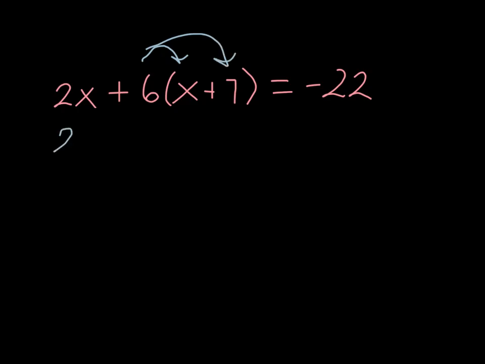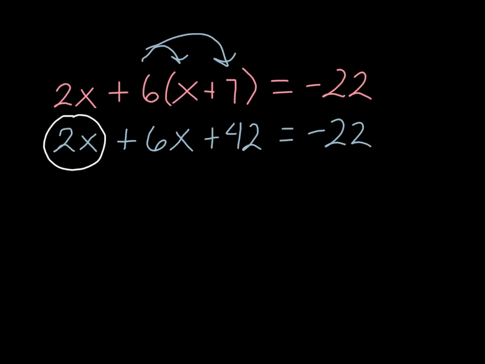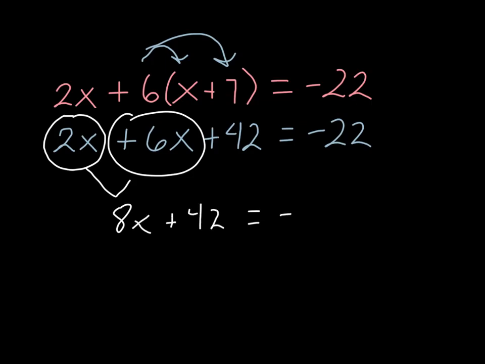I'm going to multiply that 6 to the x and the 6 to the 7. So the 2x stays 2x plus 6 times x just gives me 6x. And then 6 times 7 will give me a 42. So I get plus 42 equals negative 22 over here. Now I can go ahead to my step of combining my x terms. So I'm going to combine this 2x with this plus 6x. If I combine that together, I get 8x plus 42 equals negative 22.